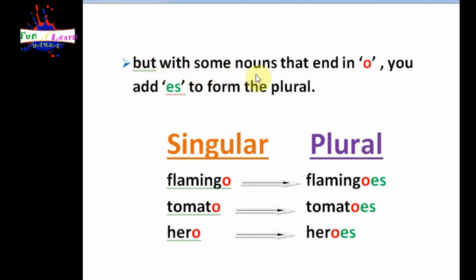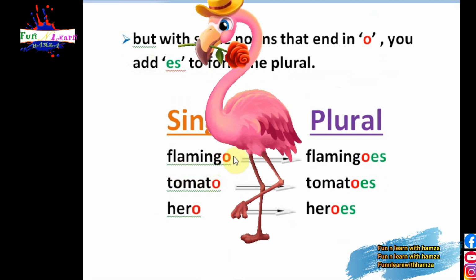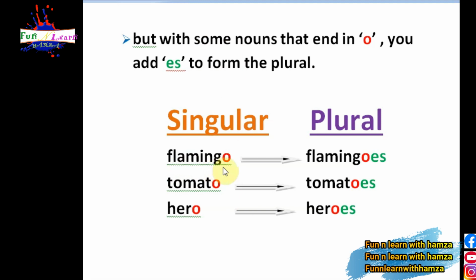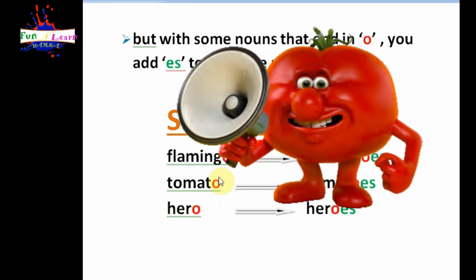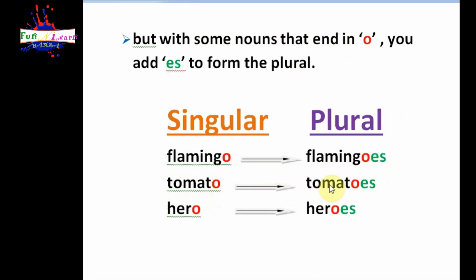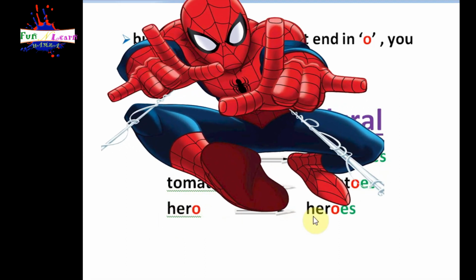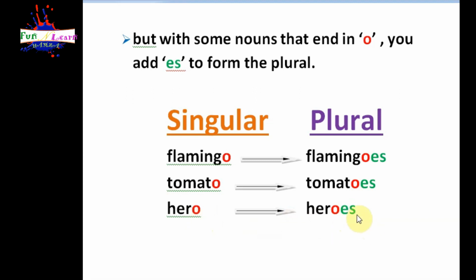But with some nouns that end in O, you add ES to form the plural. Let's see. Singular, flamingo. It's a singular noun ending in an O, but you need to add ES now. Tomato, again, ending in an O, a singular noun. To make it a plural noun, you have to add ES. Hero. Heroes, again, singular noun ending in an O, but you have to add ES at the end.